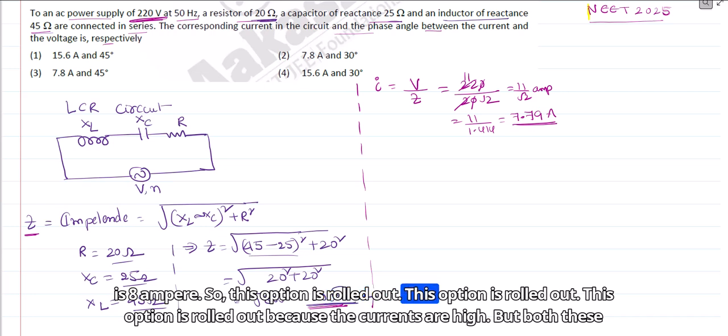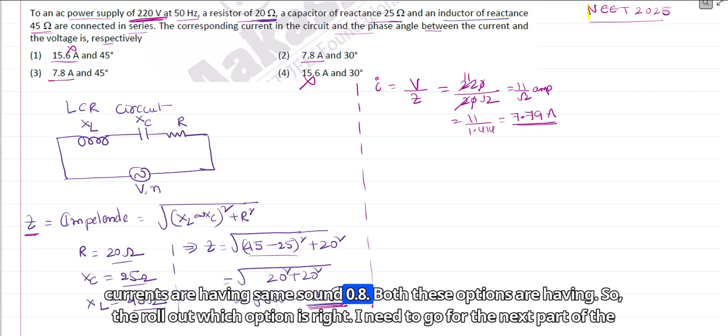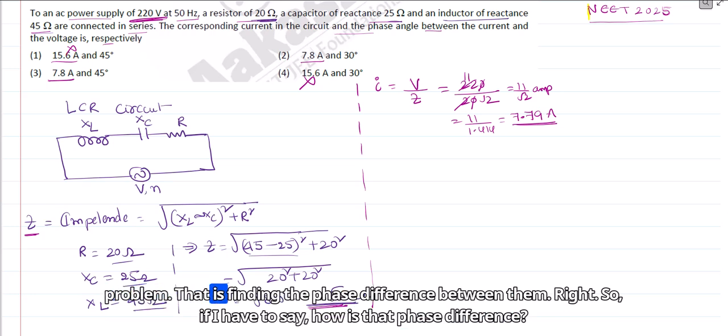So this option is ruled out, because the current there is high. But both of these other options have the same current, 7.8. So to rule out which option is right, I need to go for the next part of the problem, that is finding the phase difference between them.